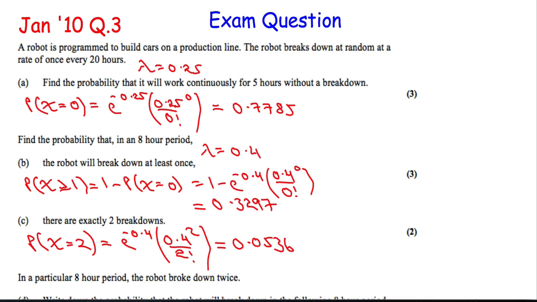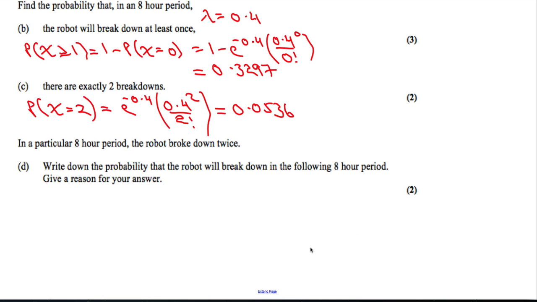Okay, and the final part of this question says, in a particular 8-hour period, the robot broke down twice. So we know what that probability is, 0.0536. It says now, write down the probability that the robot will break down in the following 8-hour period and give a reason for your answer.